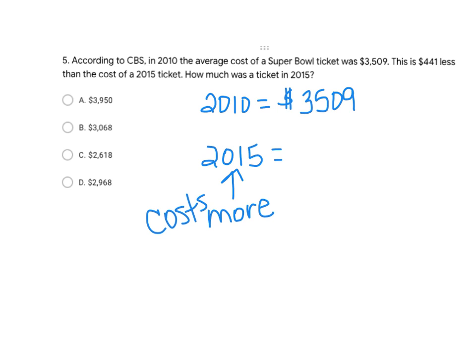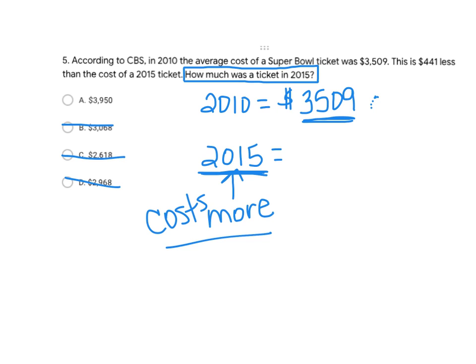Because it says in CBS 2010, the average cost of a Super Bowl ticket was $3,509. This is less than the cost in 2015. Right now, I don't even care how much less it is. I just know that the one in 2015 costs more. Well, what are they asking us? How much was a ticket in 2015? Well, if it was more than 3509, I know it's not B, I know it's not C, and I know it's not D. Well, how's that for you?